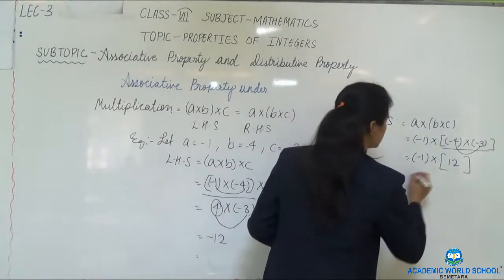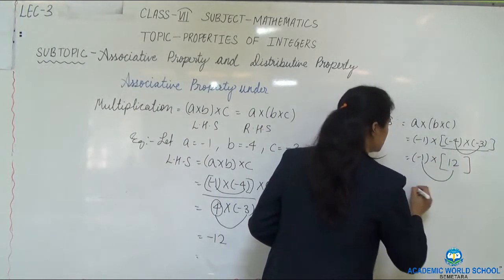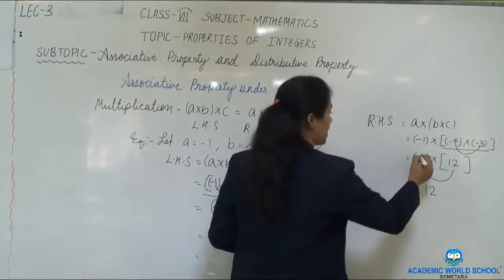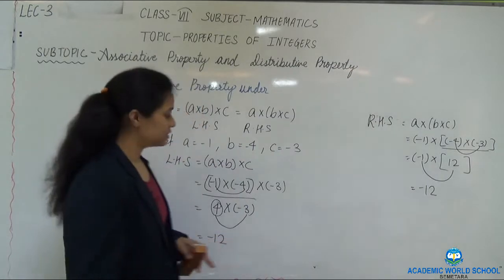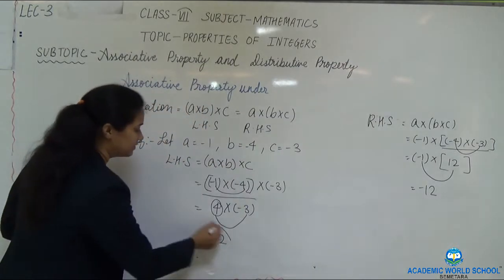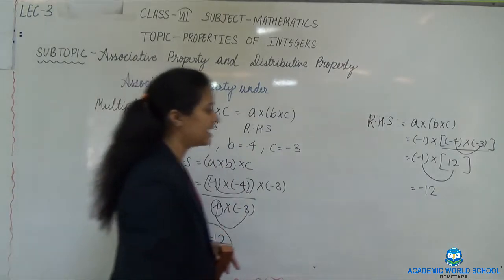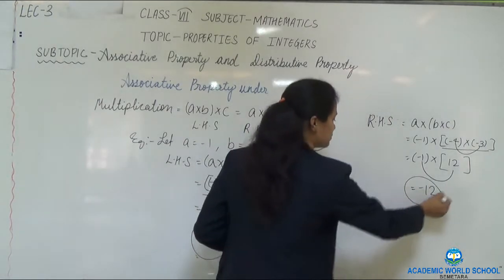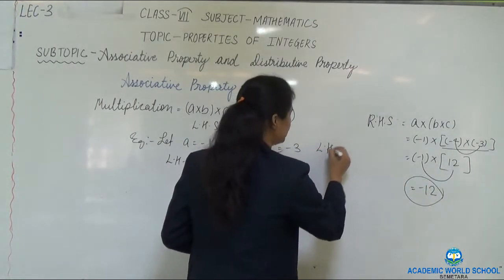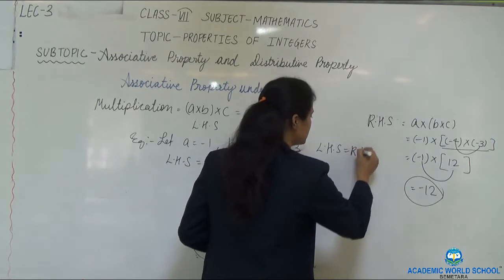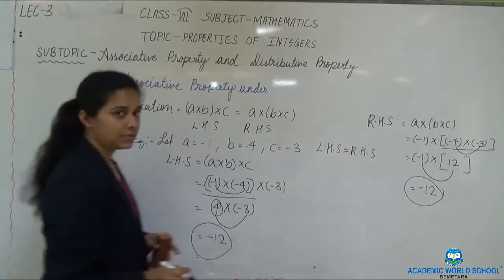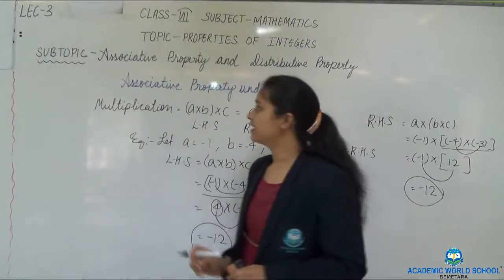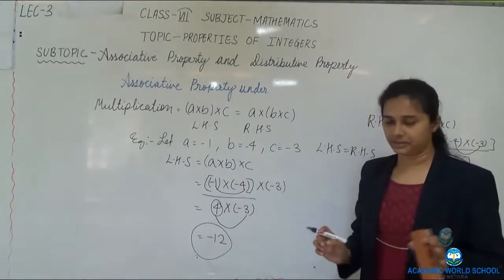Now again we got two numbers. Multiply 1 into 12, 12. And minus into plus, minus. So RHS we got as -12. So what we saw? That left hand side is -12 and right hand side is also -12. So we conclude that left hand side is always equal to right hand side in case of multiplication. So multiplication satisfies the associative property.